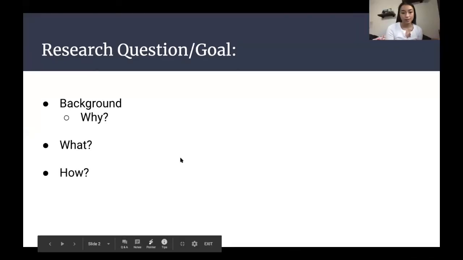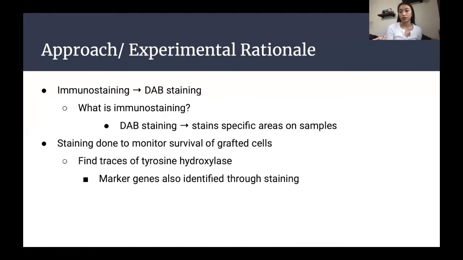So, as Clarissa mentioned just now, in figures 3E through 3H, scientists are wanting to monitor traces of tyrosine hydroxylase in order to conclude the status of the grafted cells. So, the main experimental methods or approach used for these figures are DAB staining or immunostaining. Now, you might be wondering, what is immunostaining? What is DAB staining? How does it work? What does it do? How are these methods significant to not only this part of the study, but the study as a whole?